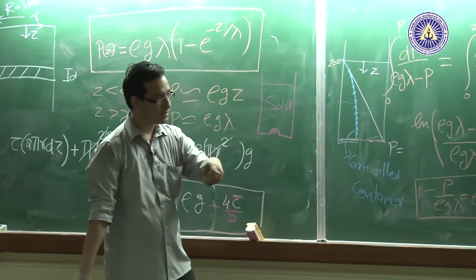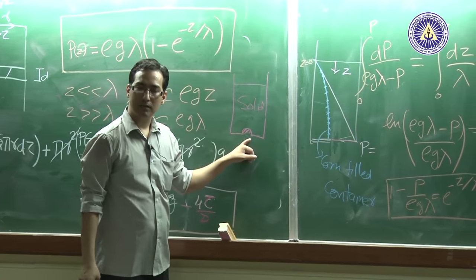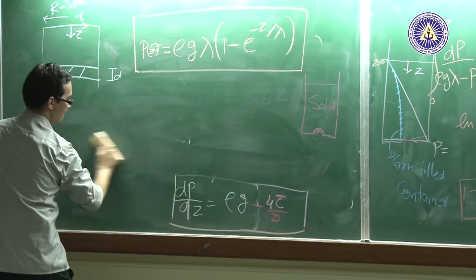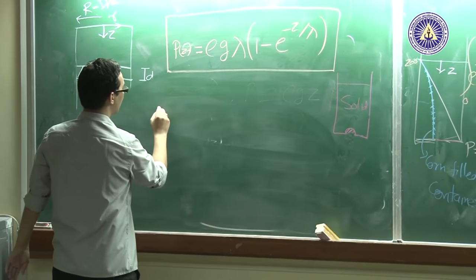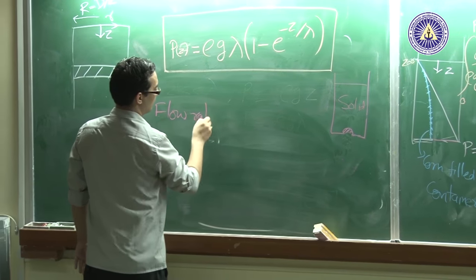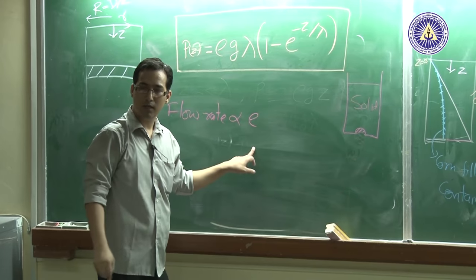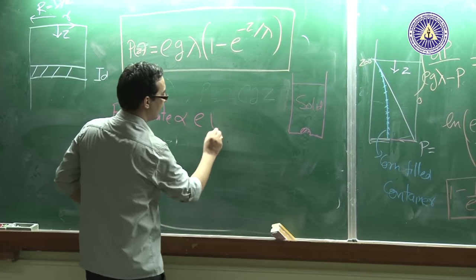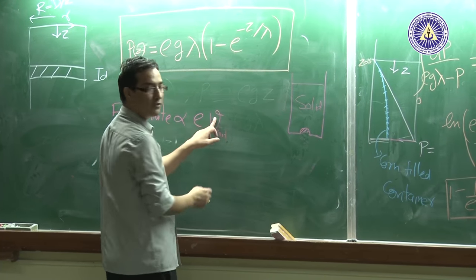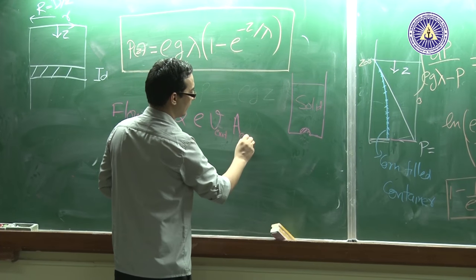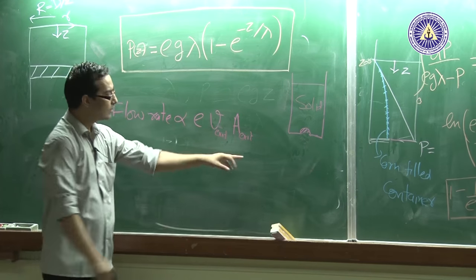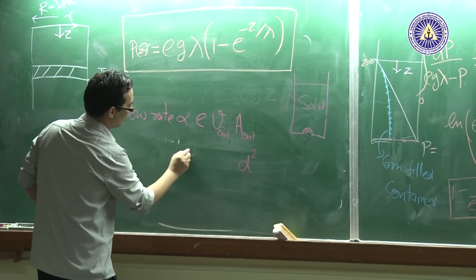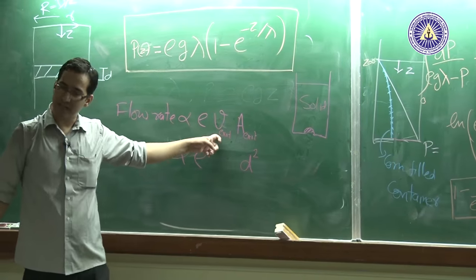And for example, whatever we did here, if you do dimensional analysis, the flow rate has to be proportional to density, obviously. What else? Density times volume flow rate, which is velocity times area, right? So you should have some average velocity at the exit times the area of the exit. Now this area goes as d squared, so you'll have rho d squared times v exit.